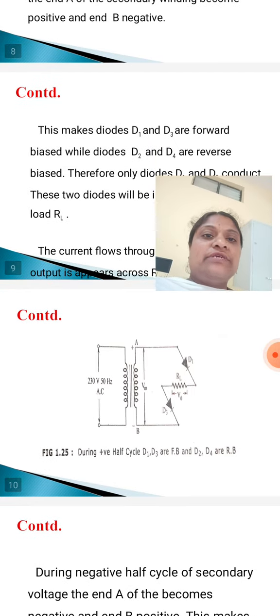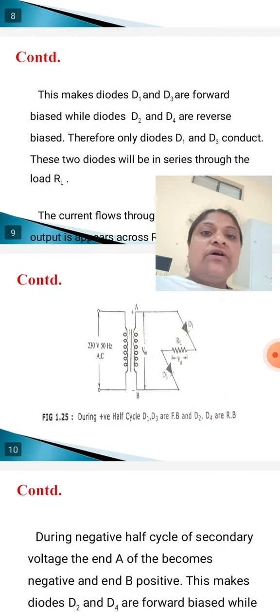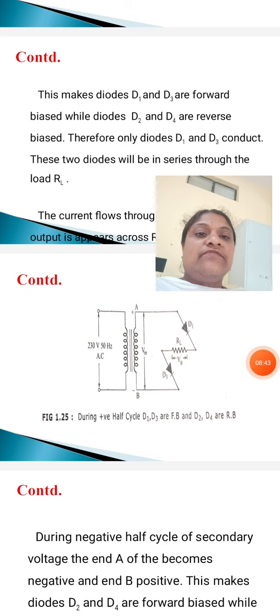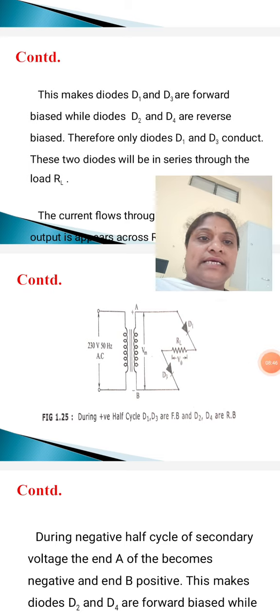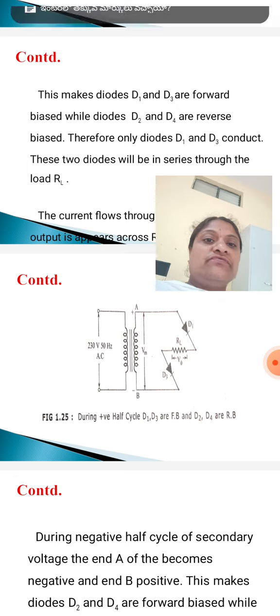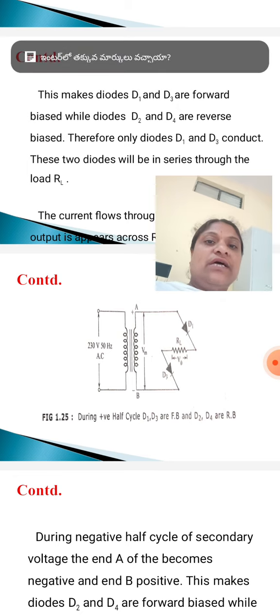This makes diodes D1 and D3 forward biased while D2 and D4 are reverse biased. Therefore, only diodes D1 and D3 conduct current. These two diodes will be in series through the load resistor.